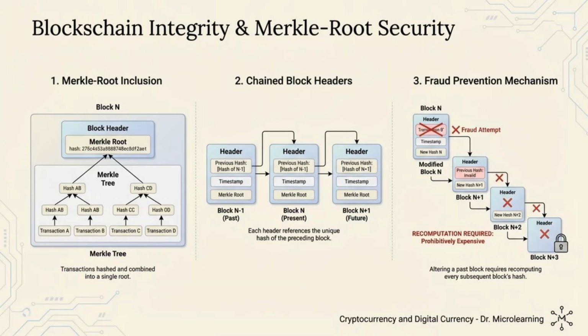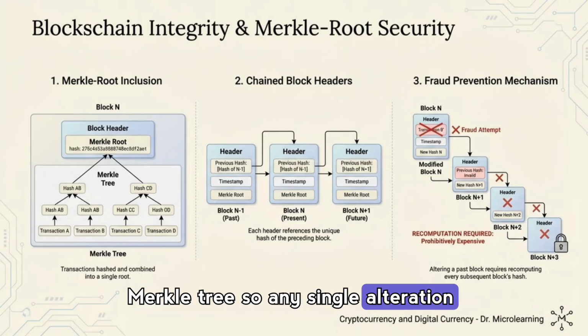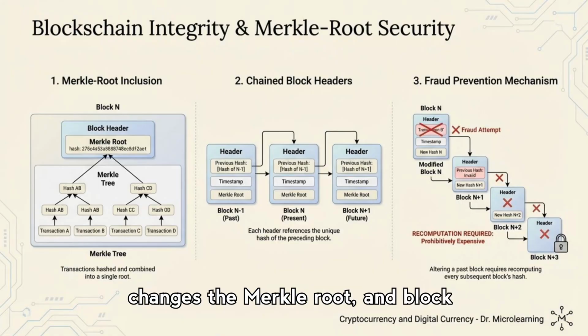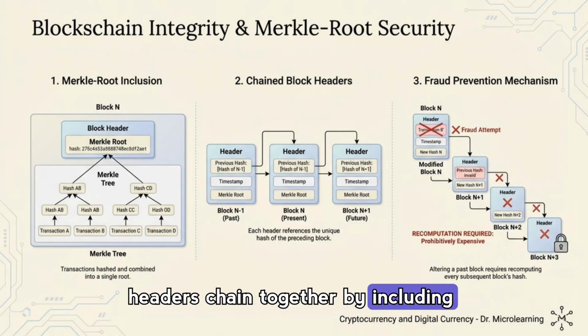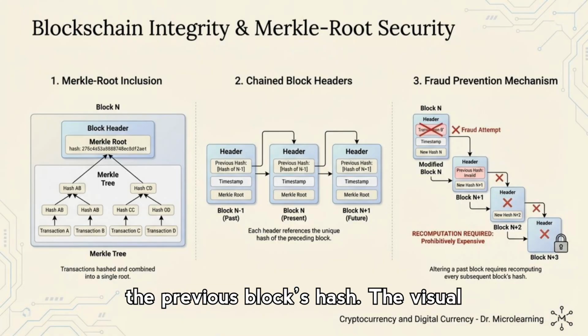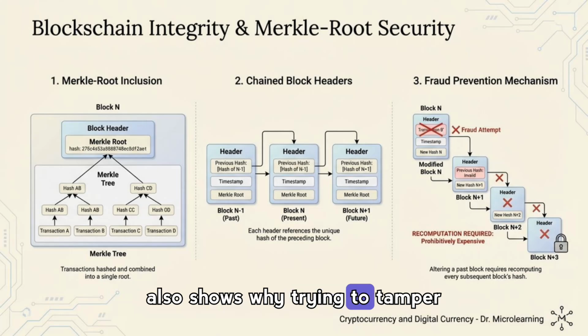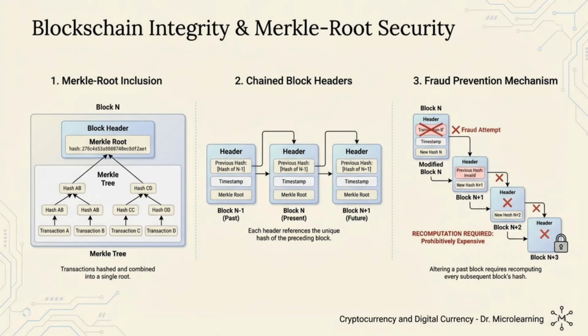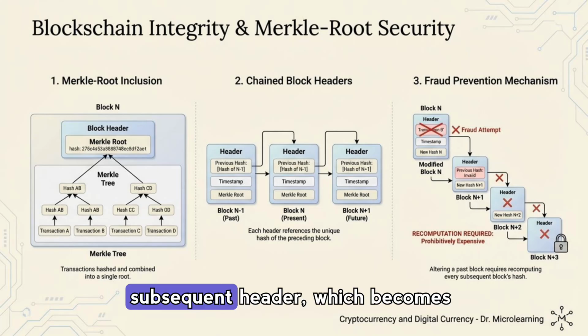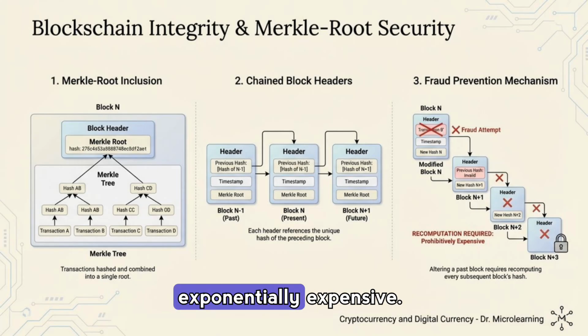Transactions are hashed into a Merkle tree, so any single alteration changes the Merkle root, and block headers chain together by including the previous block's hash. The visual also shows why trying to tamper with history is prohibitive. You'd have to recompute every subsequent header, which becomes exponentially expensive.